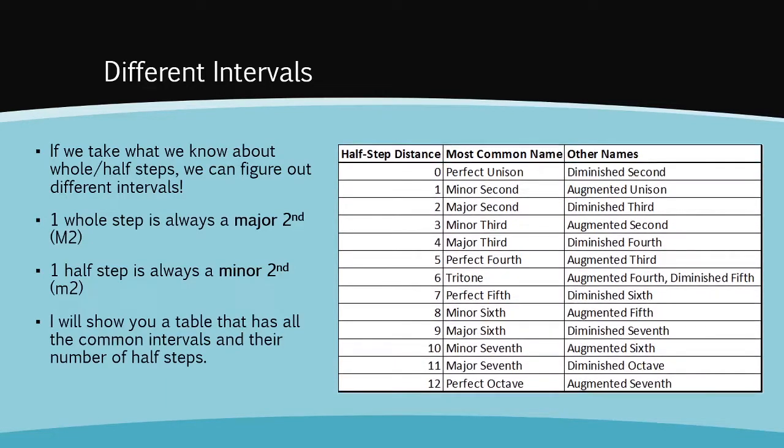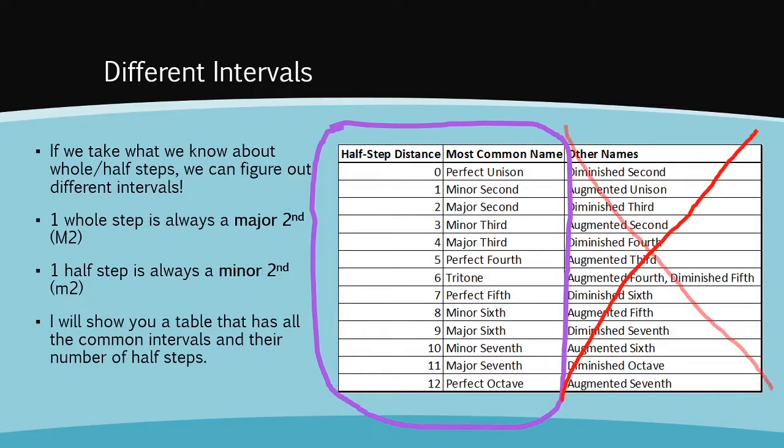This is something that I just pulled from a Google search. I would want you to look at this part of it, okay? Don't look at that part. That's too confusing, too complex for what we're going through right now. Just look at those two: the half step distance, and then the most common name. This is what we're focusing on for today's lesson, okay?